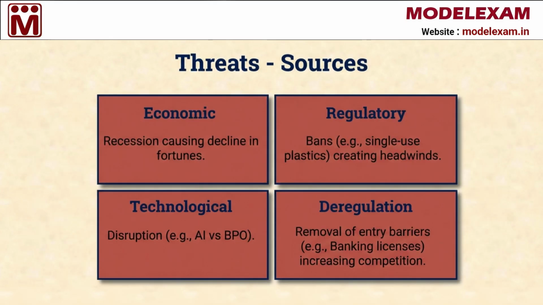Threats can come from many sources. We have economic threats like a recession that lowers demand. We have regulatory threats such as a government ban on single-use plastics, which creates strong headwinds for plastic manufacturers. We have technological threats like artificial intelligence disrupting the BPO industry, and we have deregulation threats. For example, if the central bank starts handing out more banking licenses, it removes entry barriers and increases competition for existing banks.